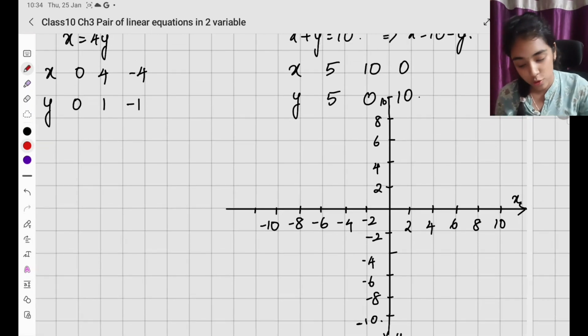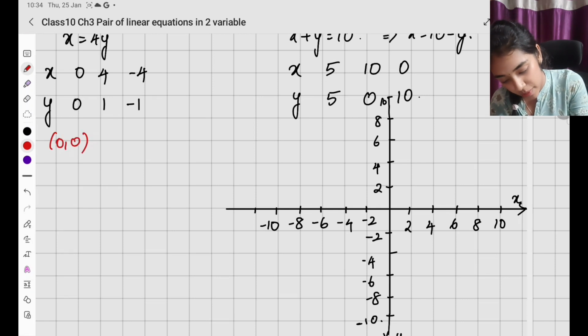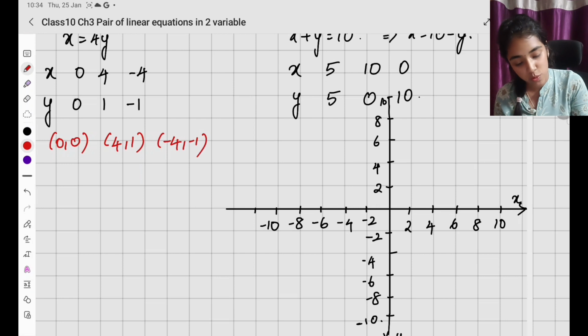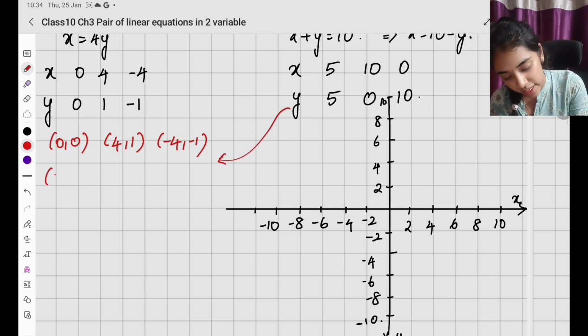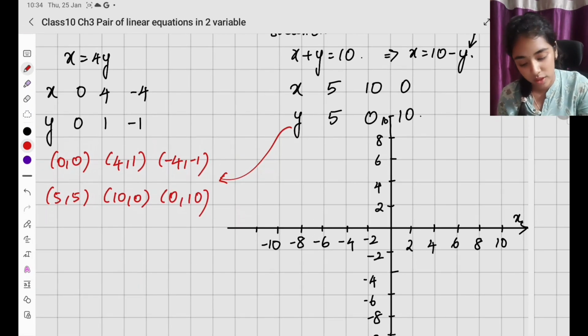Let's plot these values. So first, what values? This is going to be 0, 0, 4, 1, minus 4, minus 1. In this place, what points do we have? We have 5, 5, 10, 0, and 0, 10. First write it down. What are the points going to be? X, Y. That is what I have written. Okay.